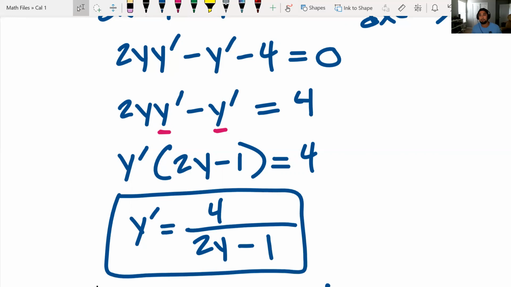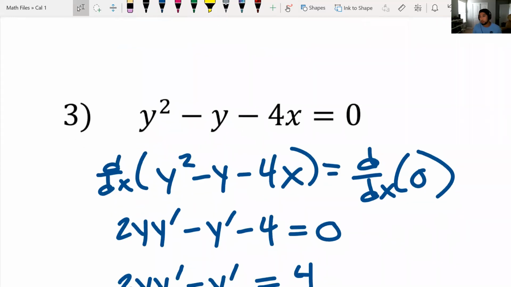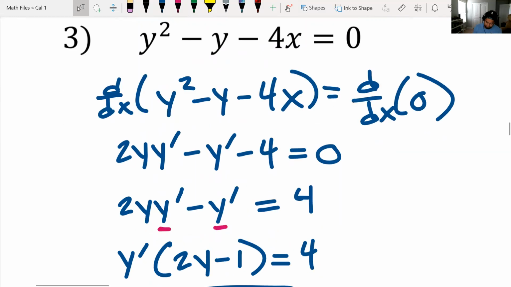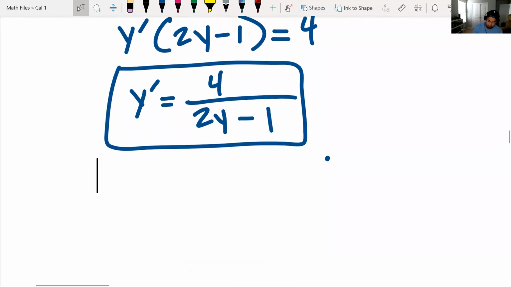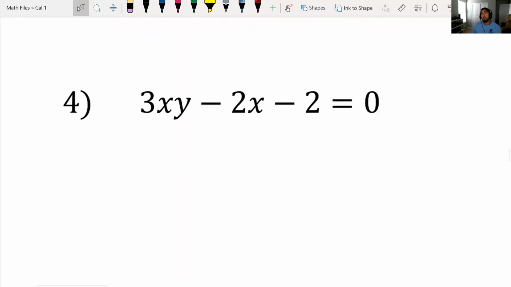Whew. You can attempt to solve for y up here, but you're not going to get it anywhere. Okay. Keep going. All right, 4, same exact thing.